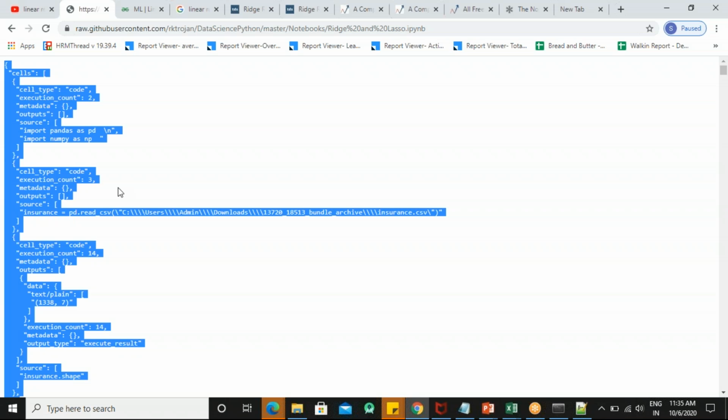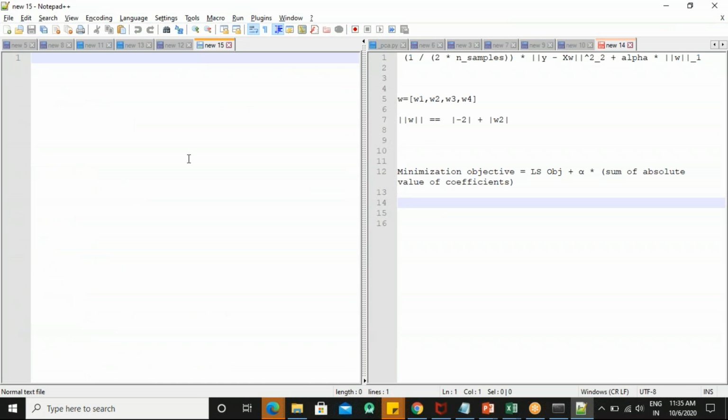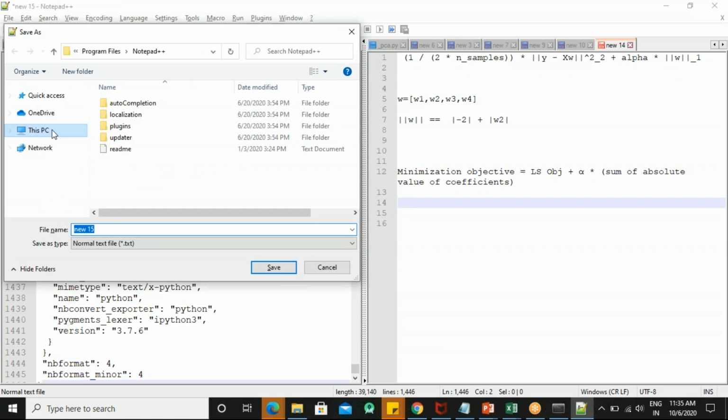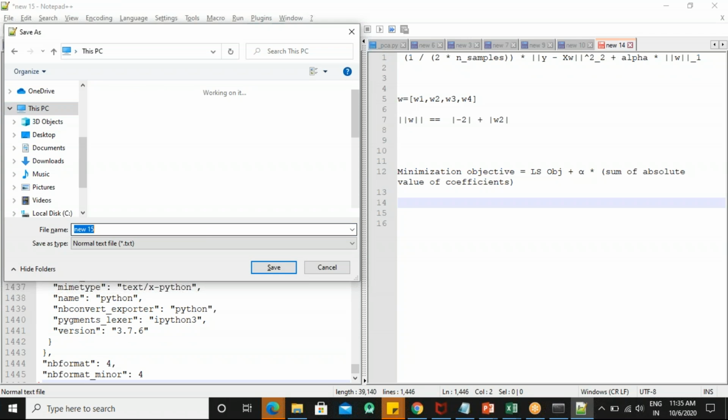Copy the entire content, open Notepad++, paste that content, and save that file as a .ipynb file. Let me just save it. I'm saying demo.ipynb. Just save it like this. Don't save it as .py.